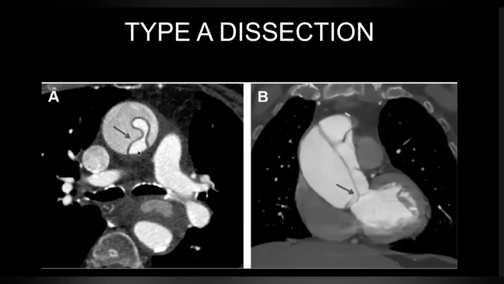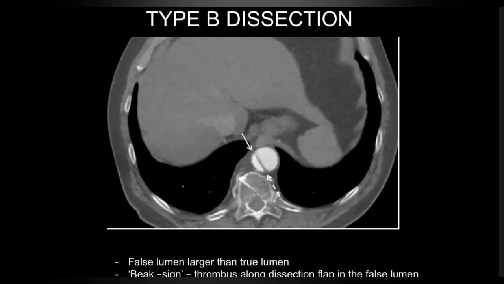So number one, is it a dissection or not? Number two, is it a type A or type B? Number three, the extent of the dissection. Number four, which visceral vessels are perfused by the false and true lumen? And number five, what are the consequences of this? So obviously, if you have malperfusion, this will require intervention.